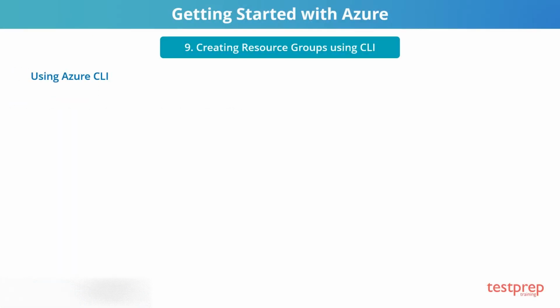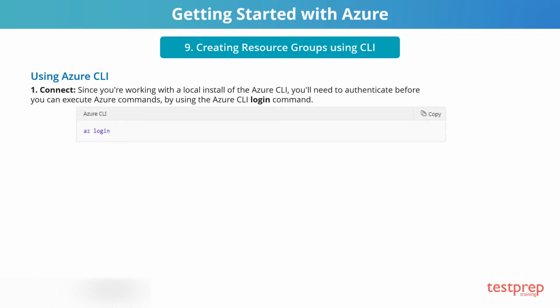Now let's see how to create a resource group using Azure CLI. 1. Connect to your Azure account. Since you're working with a local install of the Azure CLI, you'll need to authenticate before you can execute Azure commands by using the Azure CLI login command.